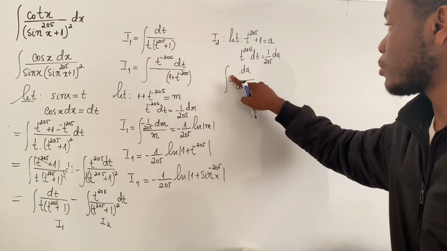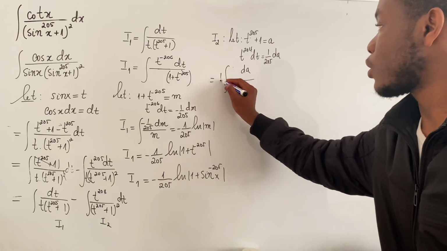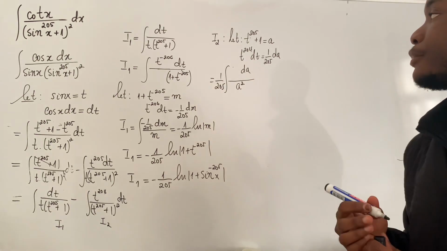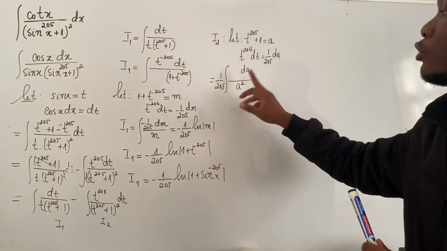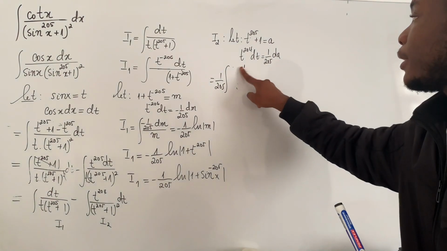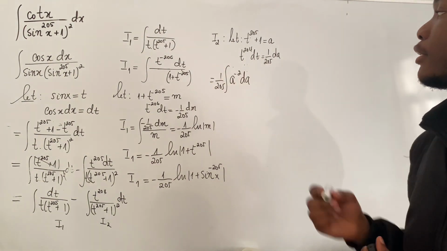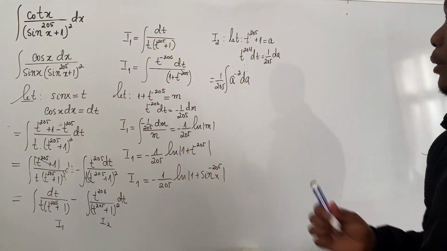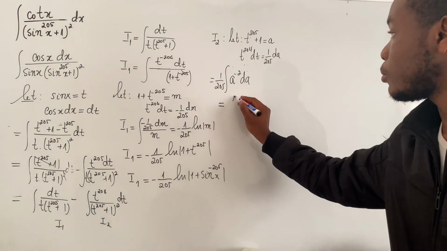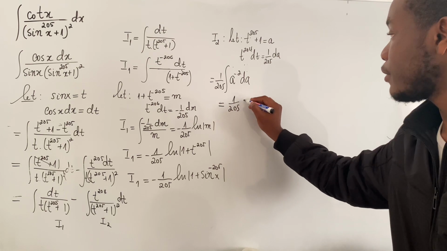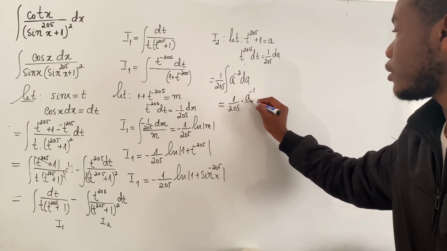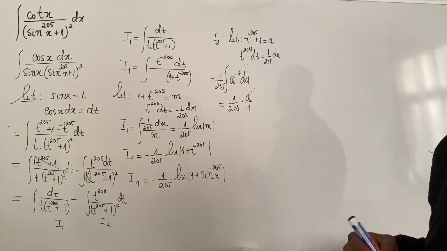This expression, 2 under 5, can go outside because it's a constant. Right. And 1 over a squared is the same as a to the power negative 2. So it will be a to the power negative 2 dA. Okay, so this is again the power rule. So we're going to have this equal to 1 over 2 under 5 times a to the power minus 1 over minus 1. What is the value of a?